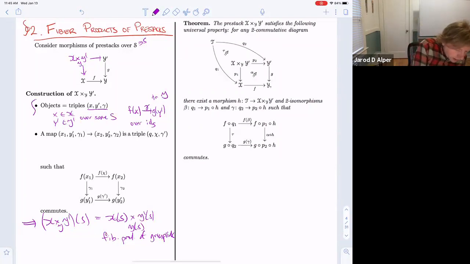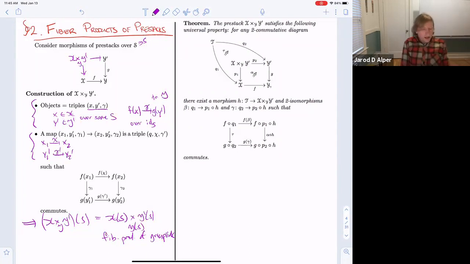Right. So let me also tell you what the maps in this category are. A map between these two triples should be the data of a map from x1 to x2, which we'll call chi, and a map from y1 prime to y2 prime, let's call that gamma prime. And then if you take the images of both chi and gamma prime into the pre-stack Y, they need to satisfy this commutativity diagram here.